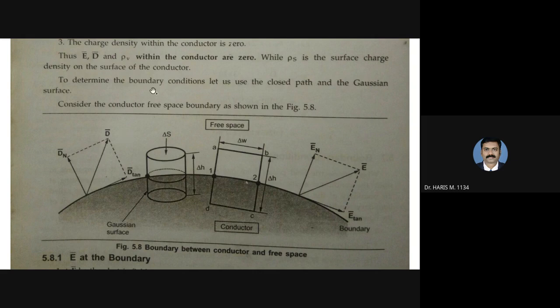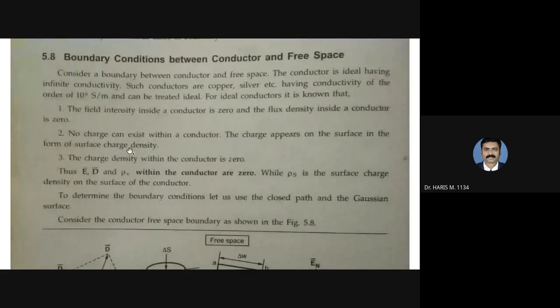And we are going to see three conditions here. Consider a boundary between a conductor and free space. The conductor assumed here is an ideal conductor. Examples of these conductors are copper and silver. These conducting materials have a conductivity on the order of 10 to the power 6 siemens per meter. The unit for conductivity is siemens per meter. I hope you have studied what is meant by conductivity.